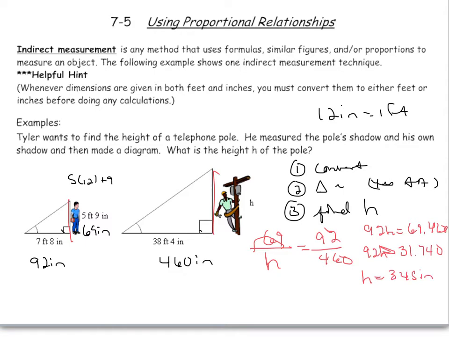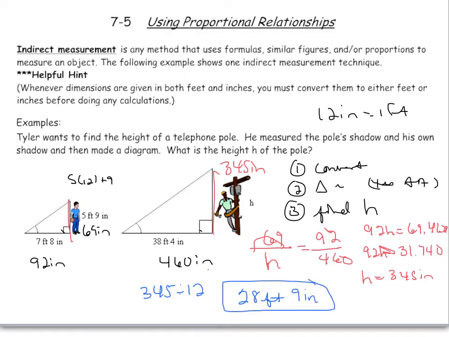Okay, so the height of this telephone pole is 345 inches. Now, if I went up to someone and I told them that the height of a telephone pole is 345 inches, they would look at me like I am nuts. You don't measure telephone poles with inches. So now you have to go back. So you're going to take your 345 and do what? Divide it by 12. We end up with 28 feet, and then you have some left over, which ends up being 9 inches. Remember to convert back. So this would be like your step 4, convert back.